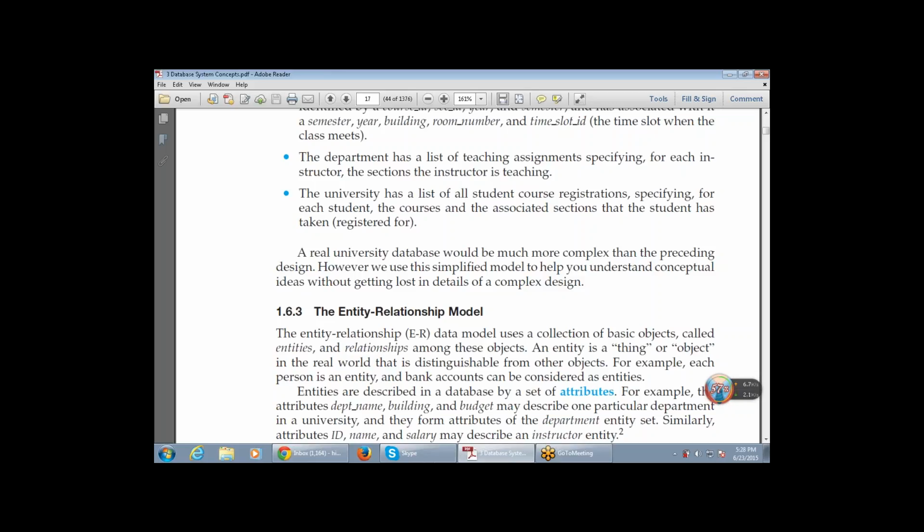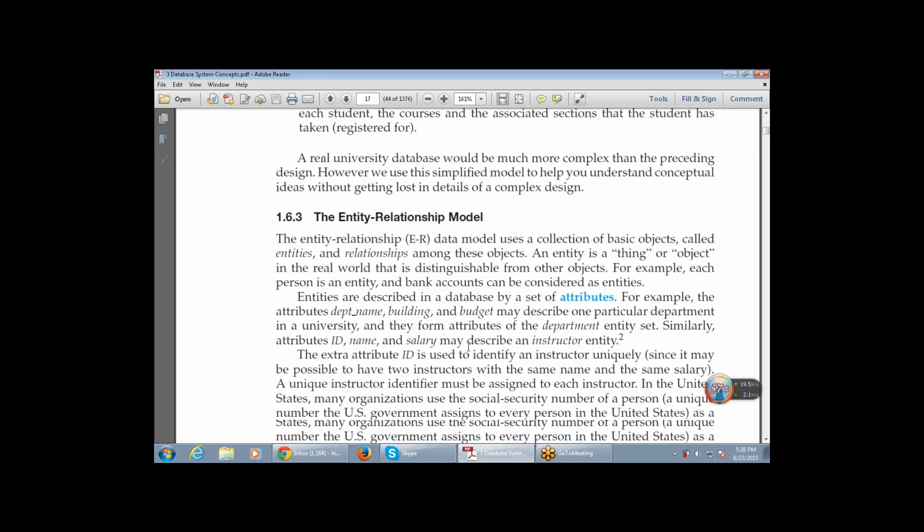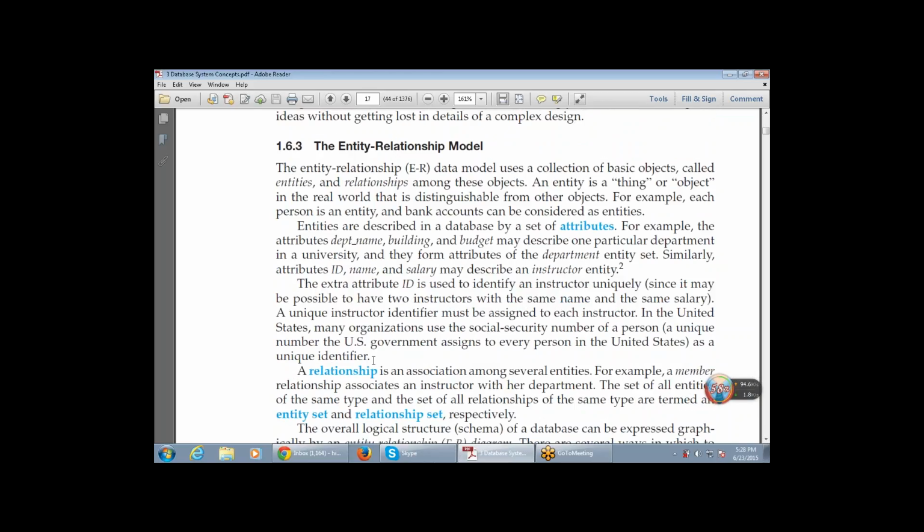In a similar way, attributes like ID, name, and salary may describe an instructor entity. So entities are described in a database by a set of attributes. The extra attribute ID is used to identify an instructor uniquely. A unique instructor identifier must be assigned to each instructor.